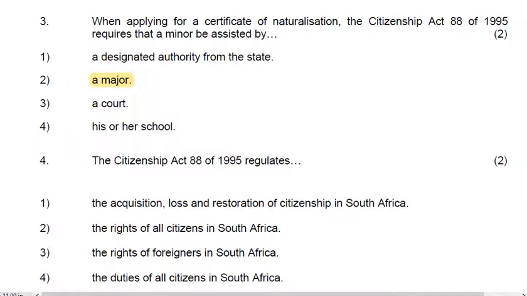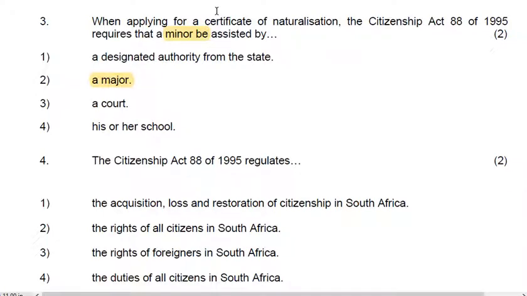Third question, when applying for a certificate of naturalization, the Citizenship Act 88 of 1995 requires that a minor be assisted by, the answer is 2, a major. A major is a person who is above the age of 18 or a person who is not below the age of 18, and a minor is a kid or a child or a person who is below the age of 18.